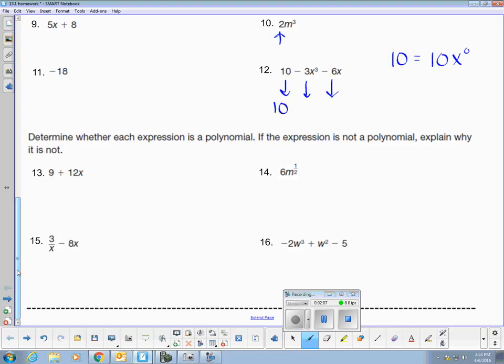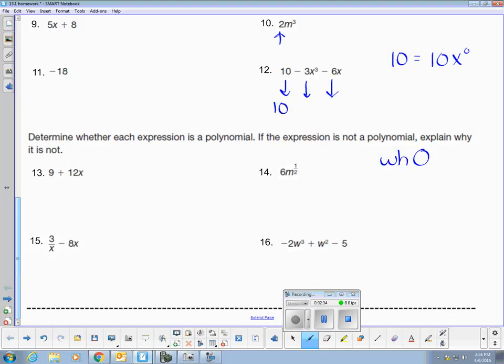In the next 4 problems, we have to decide whether the expression is a polynomial or if it is not a polynomial. And if it's not, why is it not a polynomial? So basically what we need to know is that in order for a polynomial to be a polynomial, the exponent on each term must be a whole number.